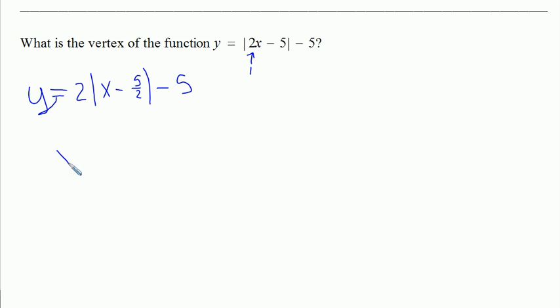Once I've done this, now I can see the vertex. The vertex is at the opposite of negative 5 halves, in other words, positive 5 halves, comma, negative 5. So my x value appears inside here and my y value out here. Always remember to use the opposite value of what you see inside the absolute values for your x value after you have 1 in front of the x.